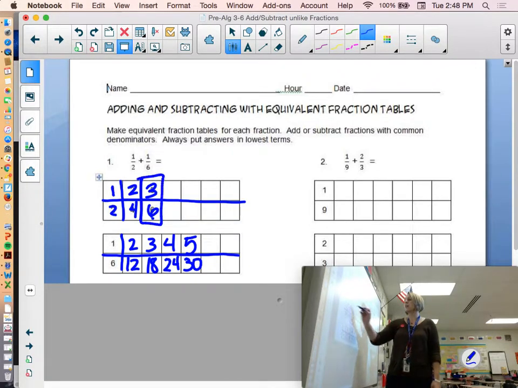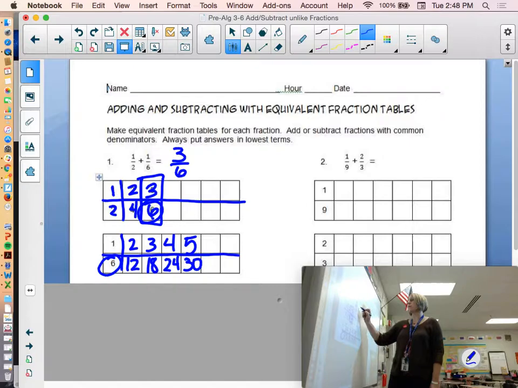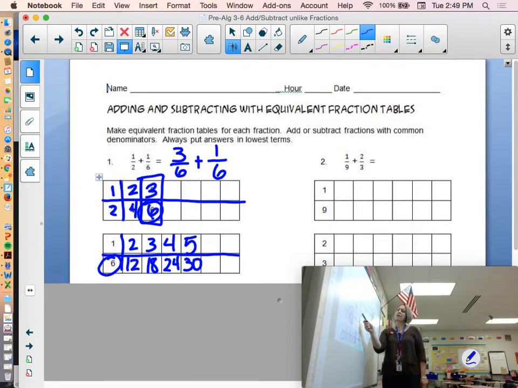So this right here, this is 3/6. And notice we're looking for where the bottom numbers are the same. So 3/6 is already the same as 1/6. We don't need to go any further. We just need them to have the same size pieces. Once they have the same size pieces, you keep that denominator the same.